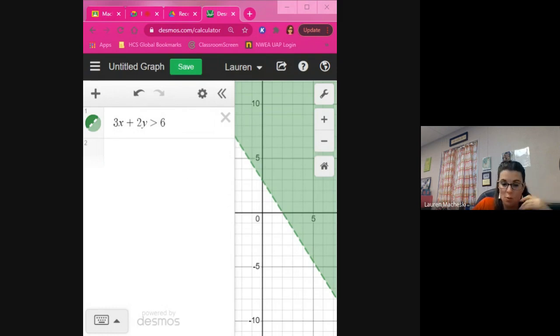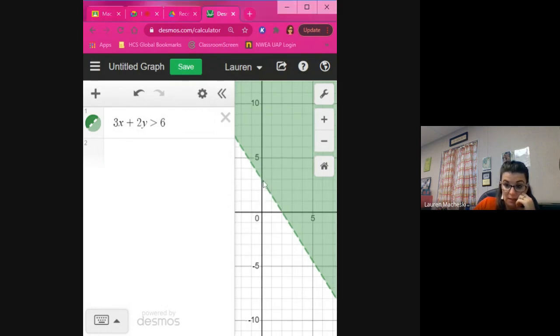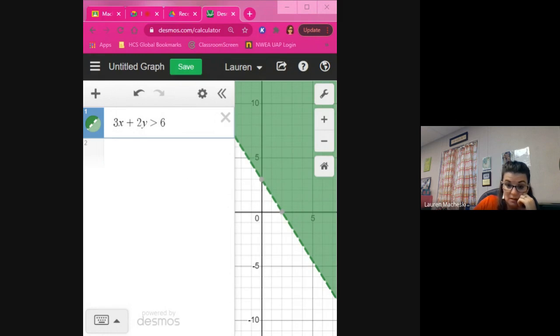There's a ton of other points that would work. These are just 3. Remember, because it's a dashed line, nothing on the line is going to work. Only the points in the shaded region. If it's a solid line, the points on the line would work. All right, determine if 0, 3 is a solution to the system. All right, so 0, 3 is right here on the dashed line. Not going to work. No, it is not a solution, because of the dashed line.